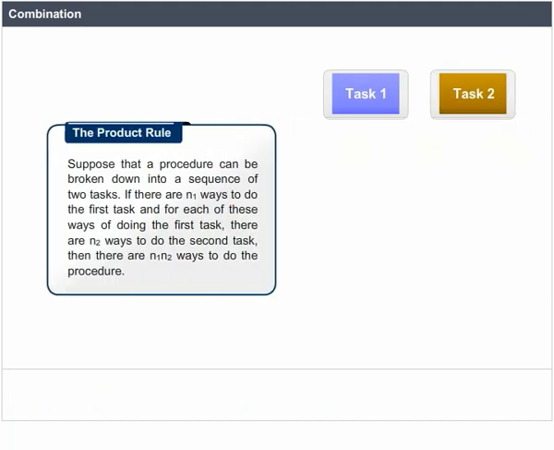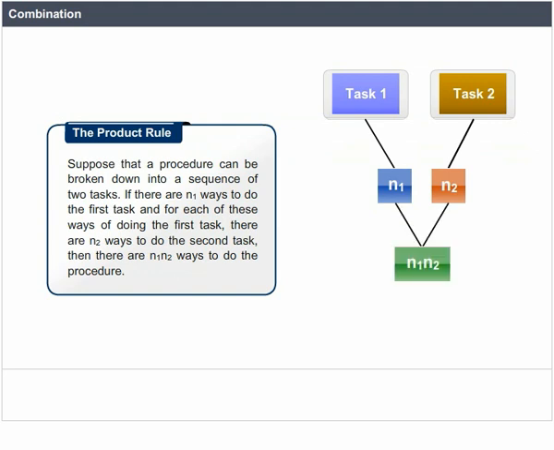The product rule. Suppose that a procedure can be broken down into a sequence of two tasks. If there are n1 ways to do the first task, and for each of these ways of doing the first task there are n2 ways to do the second task, then there are n1 times n2 ways to do the procedure.